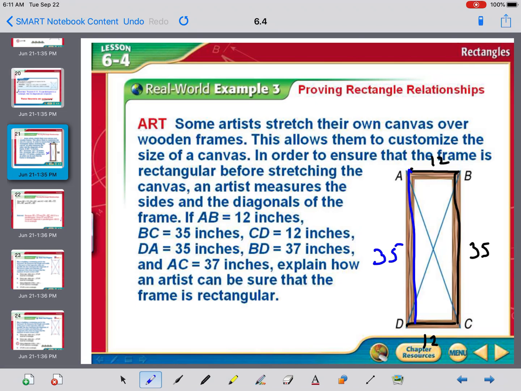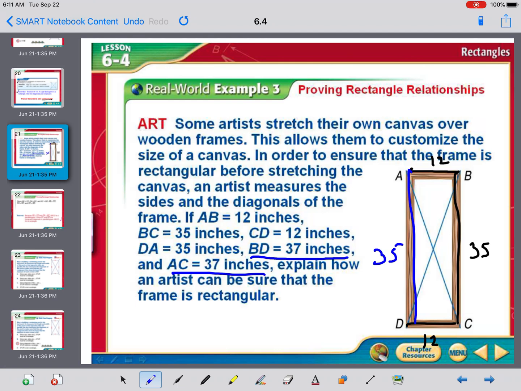okay, let me stop right there and say, right now we know this is a parallelogram because opposite sides are congruent. We know it's a parallelogram. We just don't know, so you cut your sticks and you put them together and you for sure got a parallelogram, but are their angles 90? Is it a rectangle? And then they come along and they give us this. BD is 37, that's one diagonal, and AC is the other. And they say, explain how an artist can be sure that the frame is a rectangle.